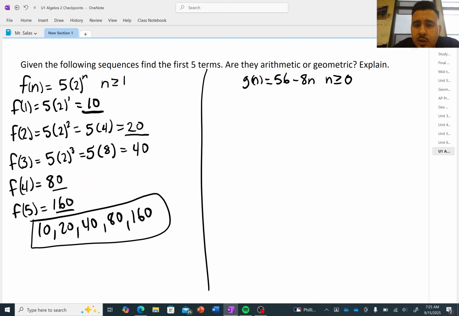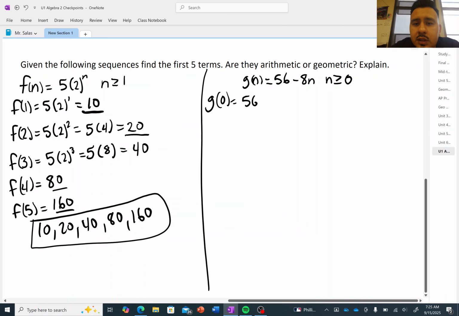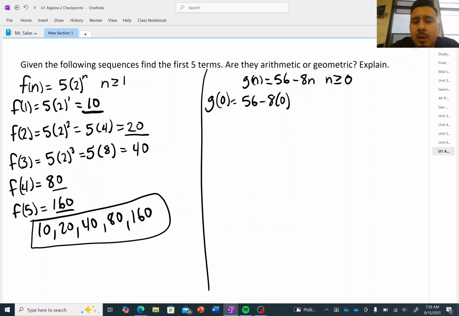Let's see. g of n is equal to 56 minus 8n. n is greater than or equal to 0. I start by plugging in a 0. Okay, so g of 0 is equal to 56 minus 8 times 0. 8 times 0 is 0, so I'm going to be left with 56. g of 1 is equal to 56 minus 8 times 1, which is equal to, well, what's 8 times 1? 8 times 1 is 8. 56 minus 8 is 48.